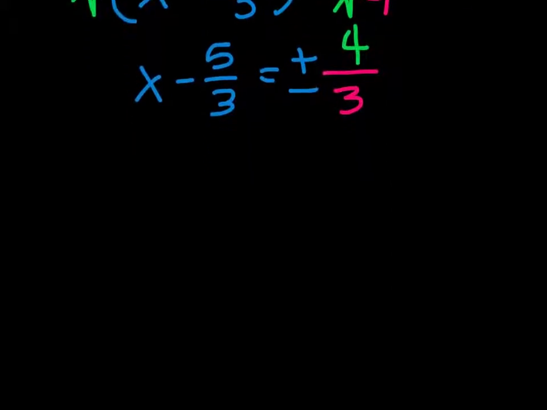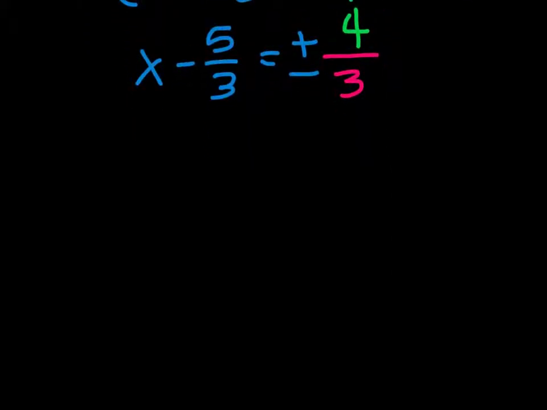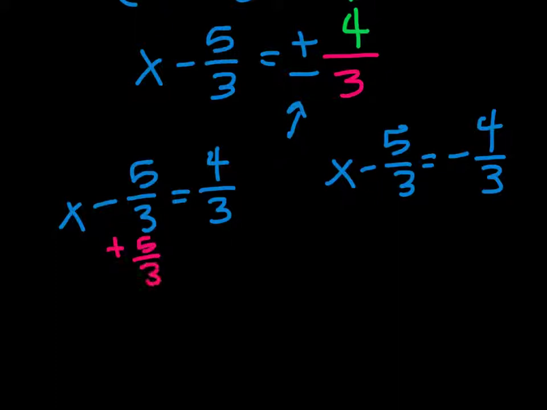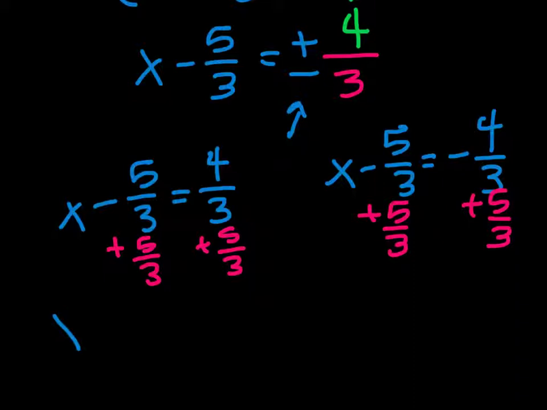Last step of this, we need to actually create two equations, and we see that there's two equations because we have two answers. So x minus 5 thirds could equal a positive 4 over 3, and x minus 5 thirds could equal also a negative 4 over 3. After that, we need to add 5 thirds to both sides, and we're going to do it all the way across on all of our equations so we can get it all taken care of at one time. So we have x is equal to 4 thirds plus 5 thirds, which is 9 thirds, or 3.